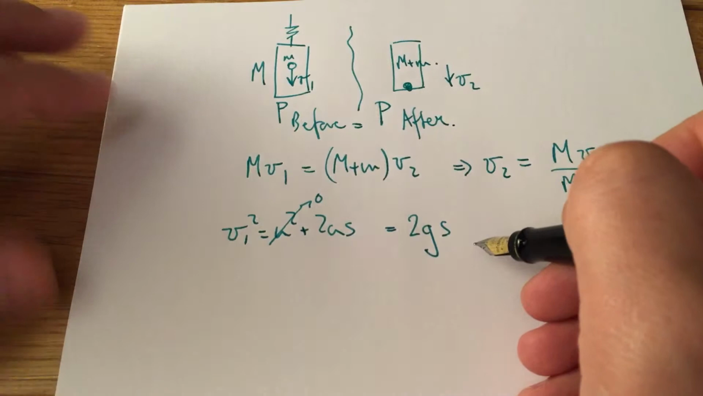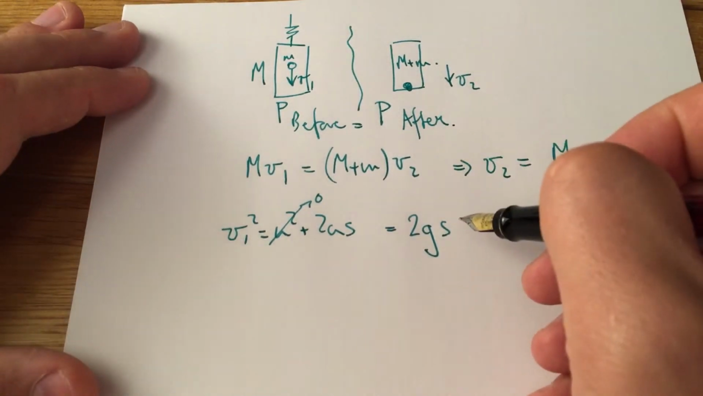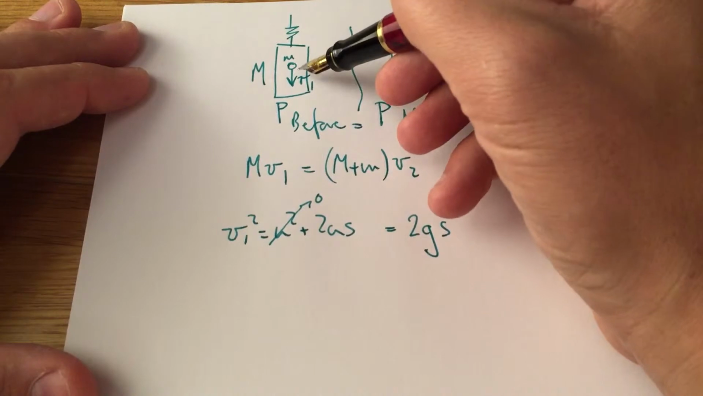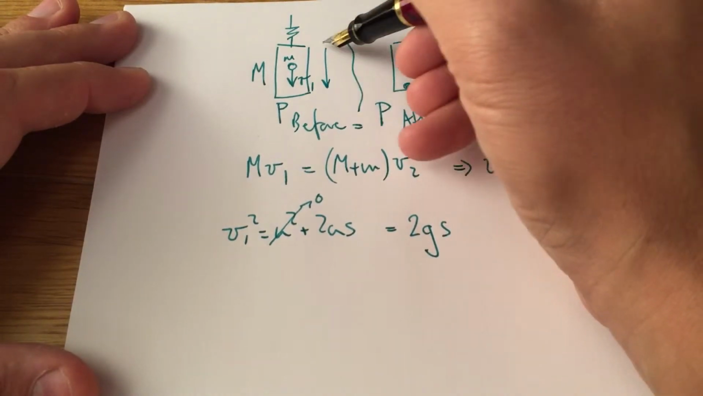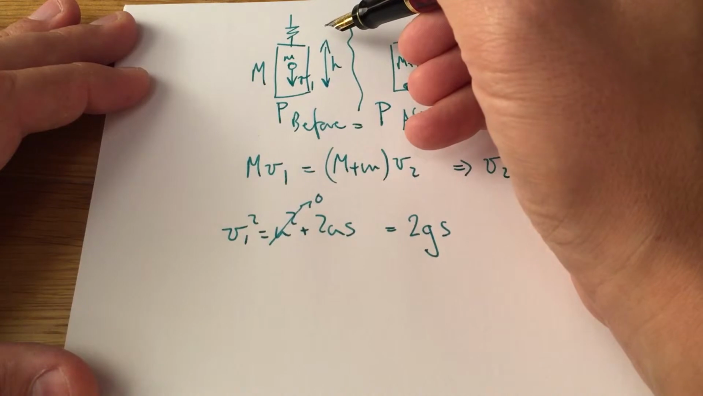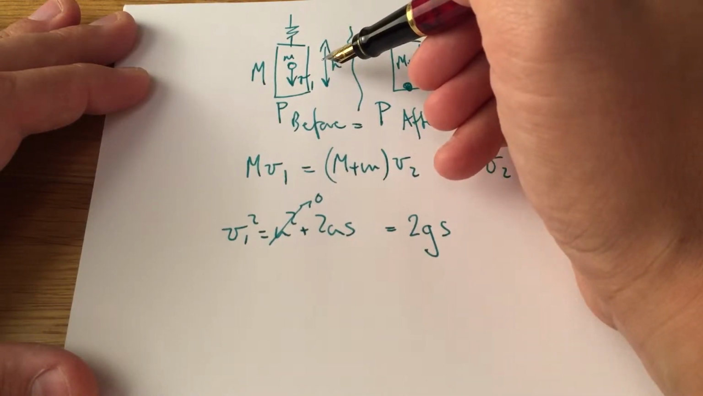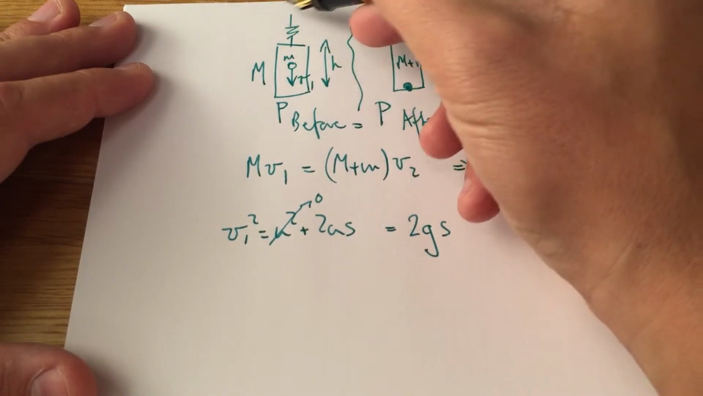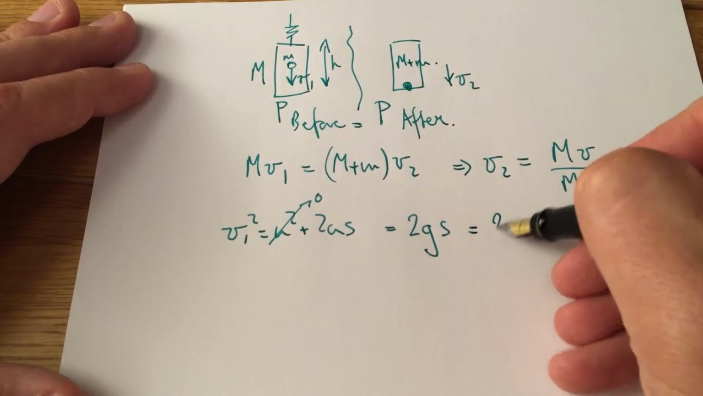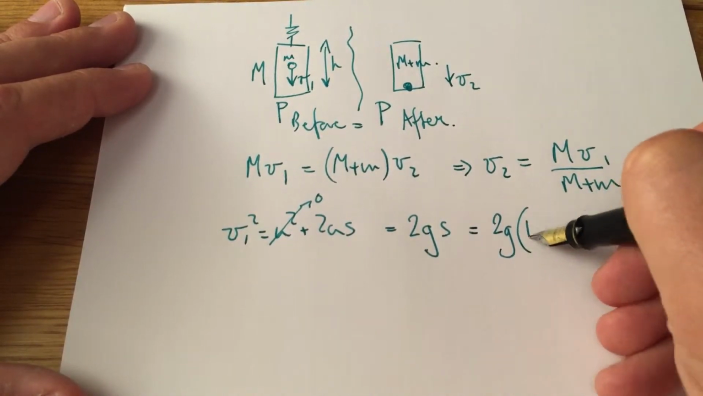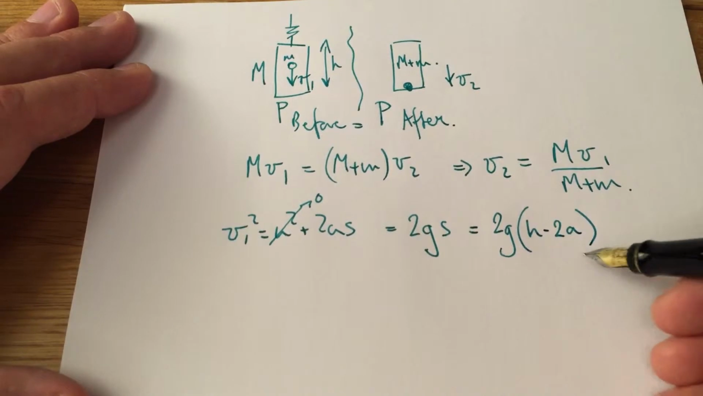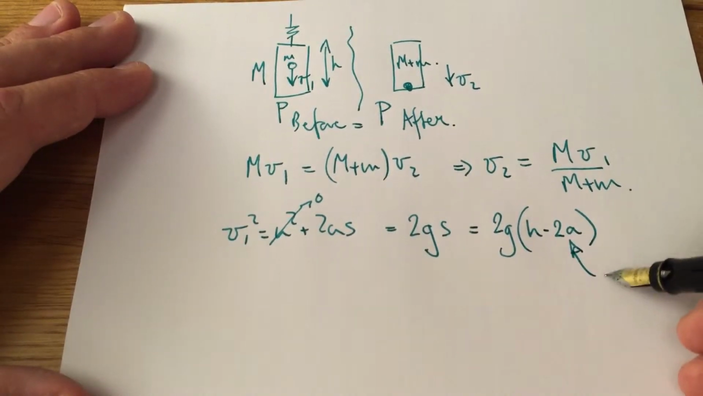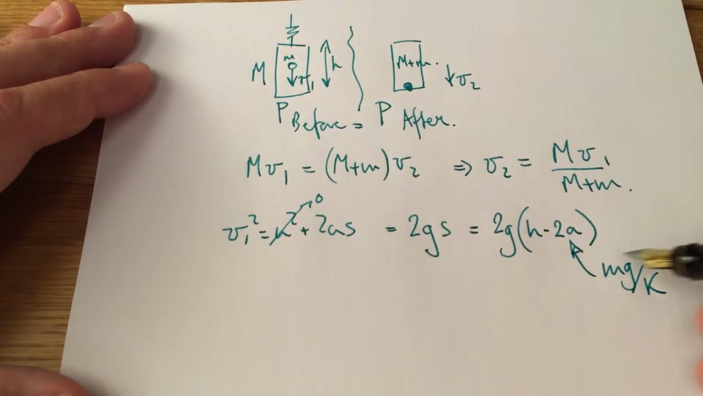But it's not quite that simple, because what is s? What is the distance that's fallen? Well, the distance of drop is going to be the height, of course, but it's going to be minus 2 lots of the amplitude, because we move from a lower point to a higher point. What I mean by that is 2g(h minus 2a), where a is going to be mg over k, the force divided by, in other words, the extension. That's what a is going to be.